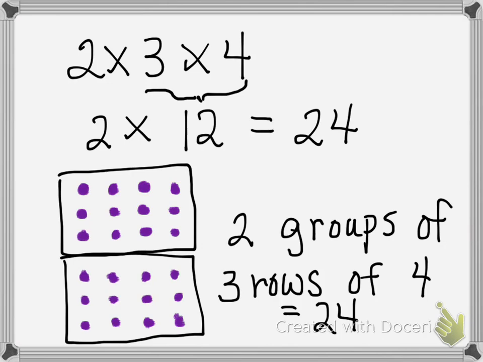I can multiply 2 times 3 times 4 again and group the factors in a different way. This time I grouped 3 times 4 to get the product of 12. I multiplied by the third factor 2 to get the answer or product, 2 times 12 equals 24. I can check my work using an array by drawing 2 groups of 3 rows of 4, and my product is 24.